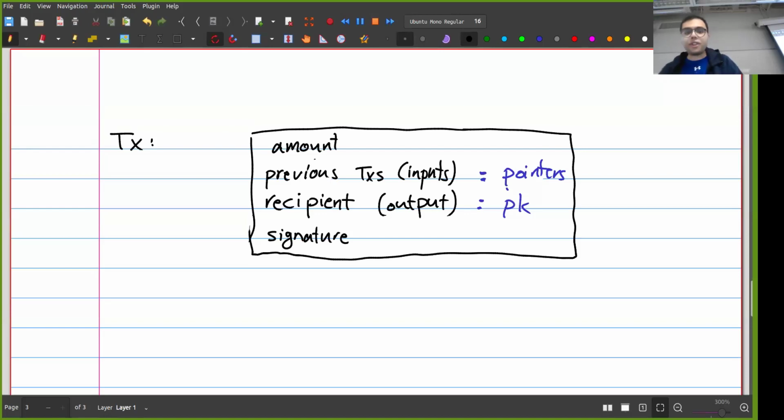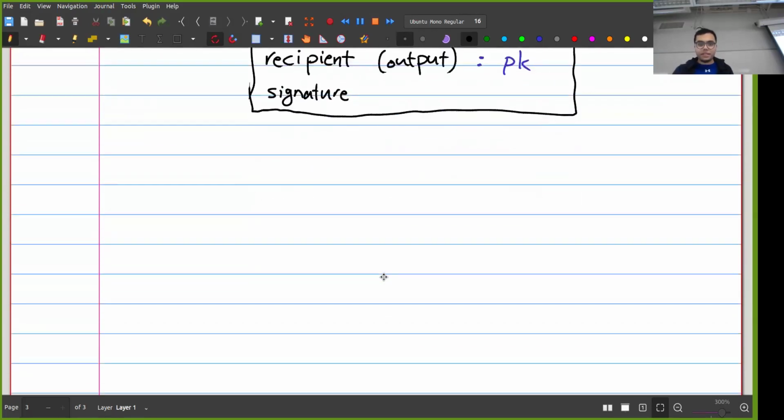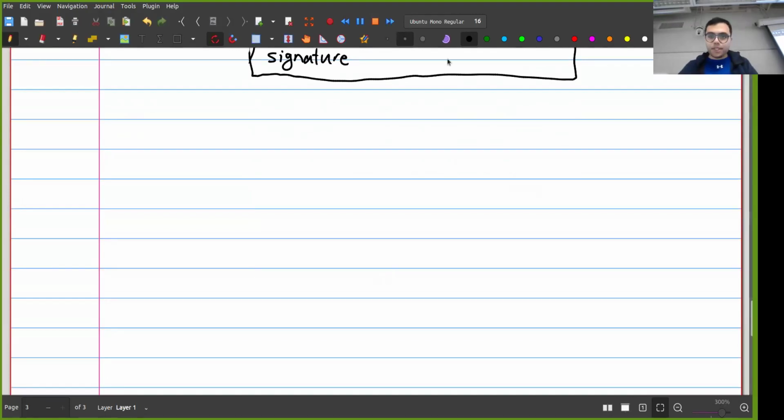And by the way, whenever I have a signature, it's going to be a signature on the whole thing. So I'm going to take the hash of every other field and sign that. That's what I call a signature on this transaction. Okay. So let's see what happens.